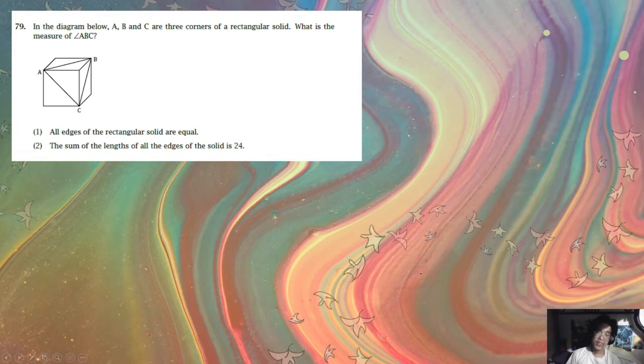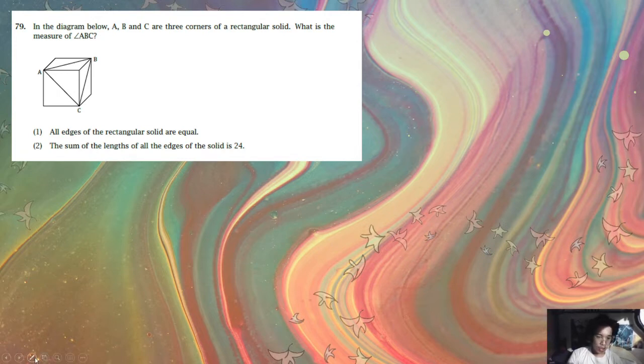Let's try to continue answering the problems that we have for our lesson 6 and lesson 7: area and perimeter of 2D figures and surface area and volume of 3D figures. In the diagram below, A, B, and C are three corners of a rectangular solid. What is the measurement of angle ABC?